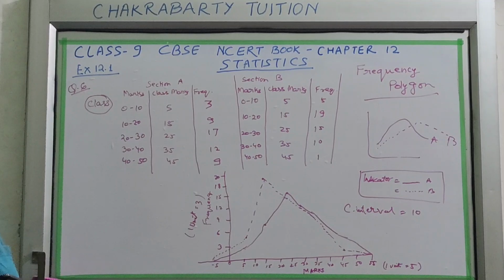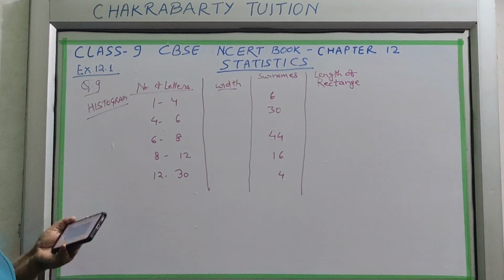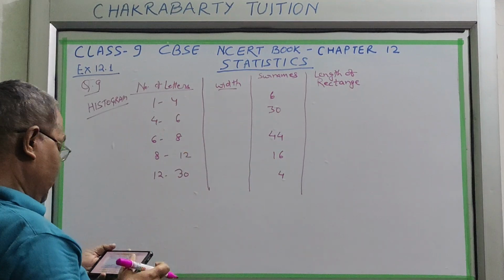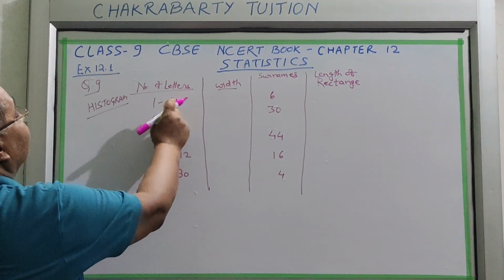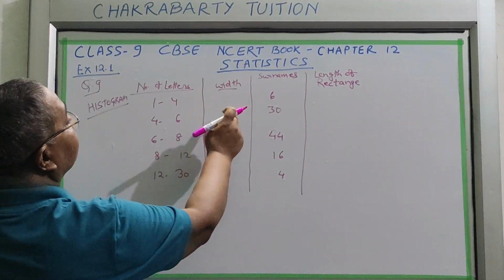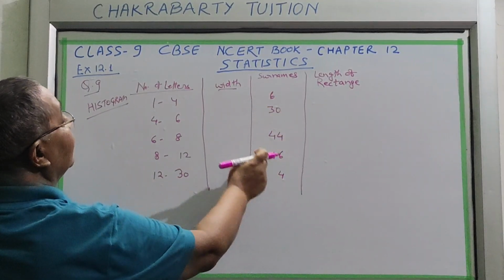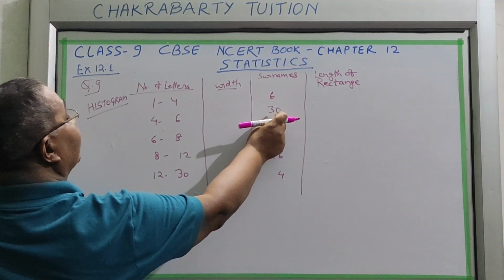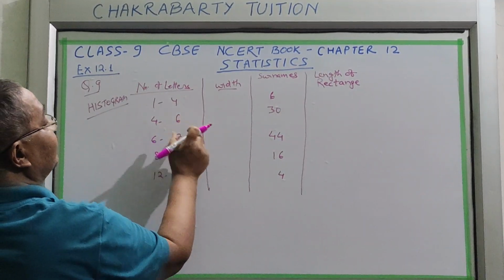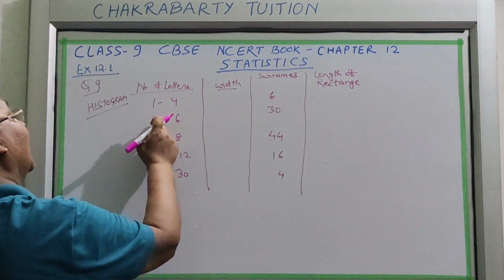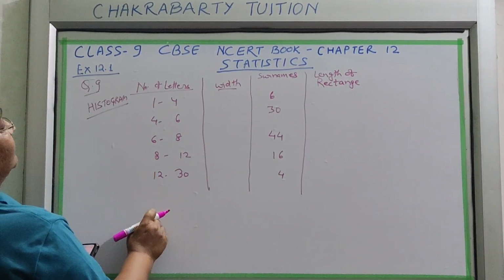Thank you. Check it. Question number 9, you have to prepare a histogram. But the histogram you know; here the number of letters is given as 1 to 4, 4 to 6, and the surnames. How many surnames have only 4 letters? How many surnames have 4 to 6 letters? How many surnames are given? But here you see the class interval is neither continuous.